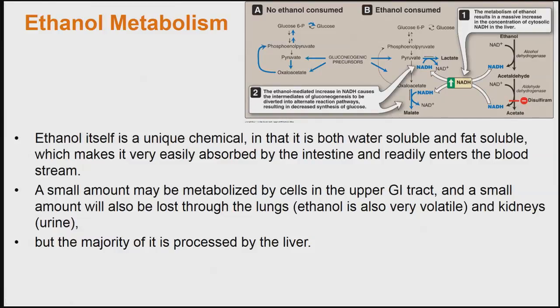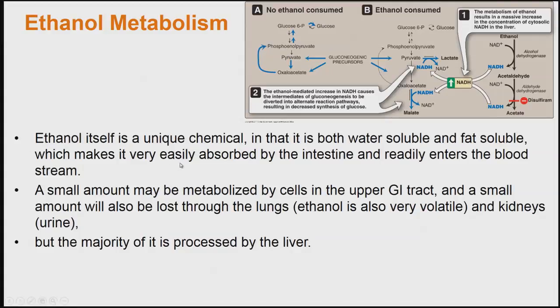Ethanol itself is a unique chemical. We've talked about polar and non-polar and fat-soluble and water-soluble. Ethanol is actually both. Ethanol is very water-soluble, so it can exist in water very well. That means it gets in your bloodstream just fine. It's also, unlike other water-soluble things, able to very easily cross a membrane. So it gets inside cells very easily, okay? That's part of the wonderful effects it has on the human body. So it's very easily absorbed and readily enters the bloodstream, and then readily enters all different types of cells.